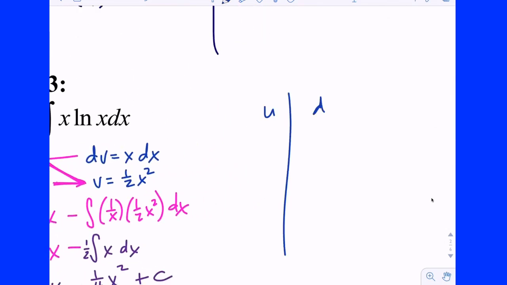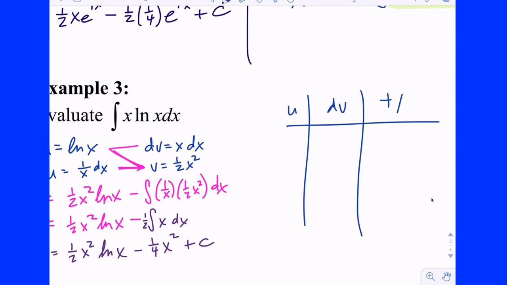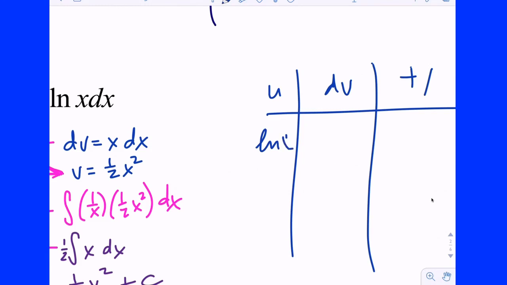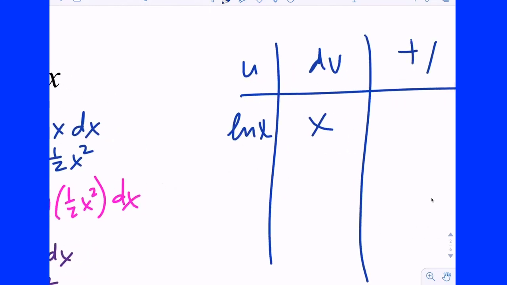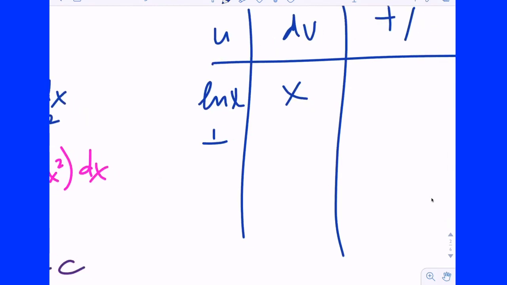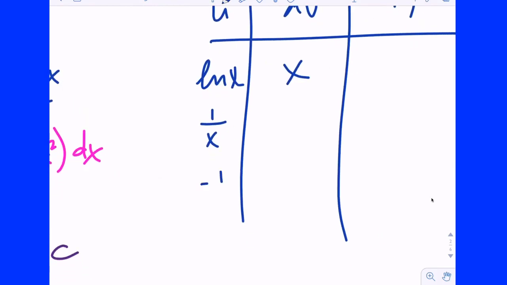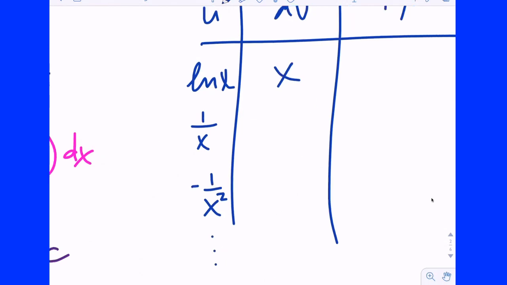U, dv, plus minus. Those are your columns. Here, remember, we had to let u equal the natural log of x, and dv had to equal x. Well, now, when we take the derivative of this column, we get 1 over x. The next one would be negative 1 over x squared, and so on and so forth. We're not going to hit 0, so we don't know when to stop. So I'm just going to stop there. If I need more, I'll generate more.